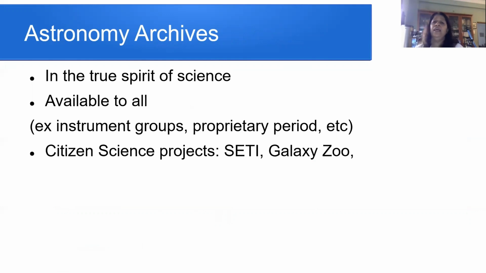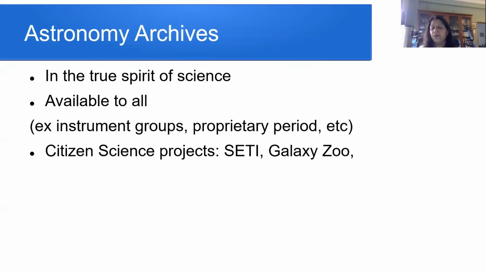Except if, for example, you observe with a certain telescope and you have written a proposal to observe with it, you may have a certain proprietary period. That is a period when the data is purely yours. But after a certain period, which is often something like 18 months, the data becomes available to everybody. Instrument groups have more access to data in the beginning while they are still trying to calibrate their instruments.